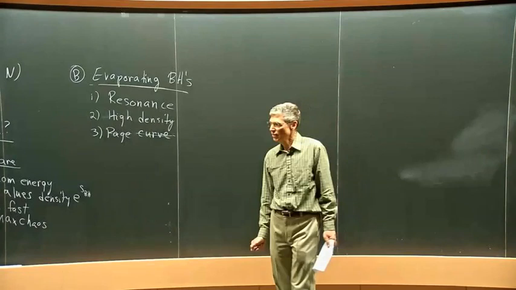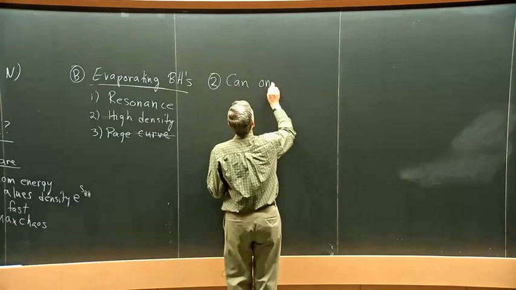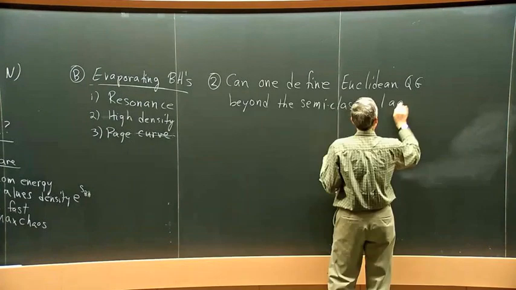Okay, let me move on because there are a couple of other questions I wanted to mention for discussion. So, second question: can one define Euclidean quantum gravity beyond the semi-classical approximation? And maybe I should mention, in 4 dimensions.